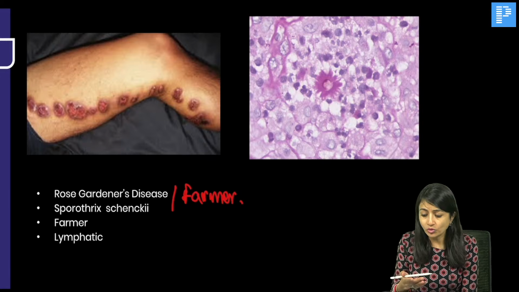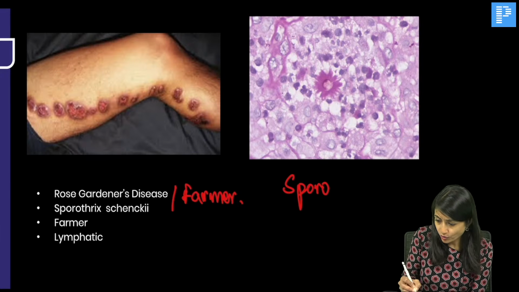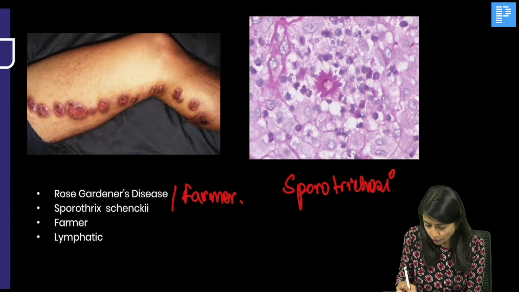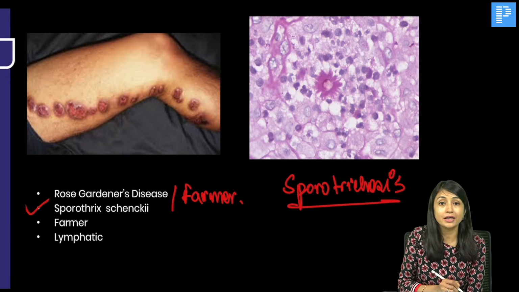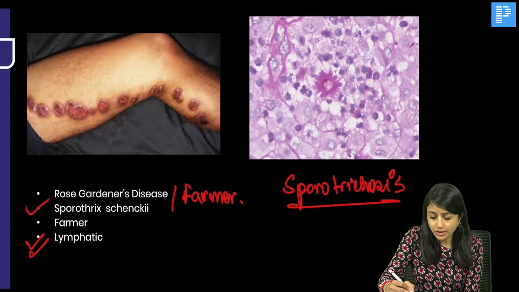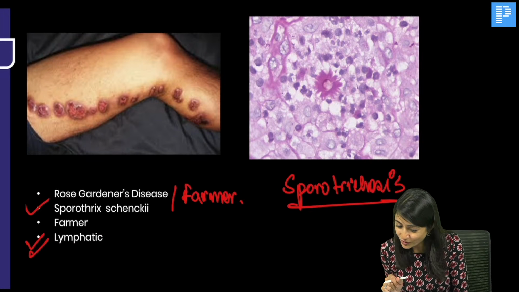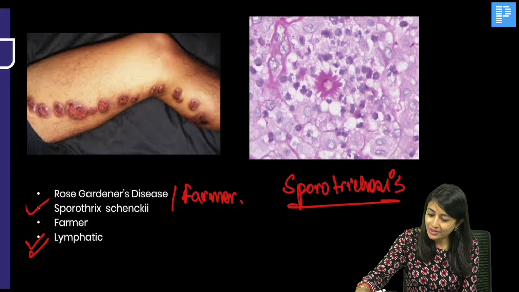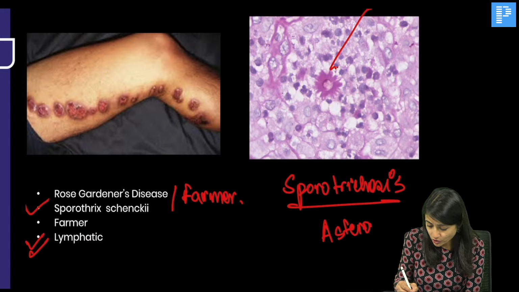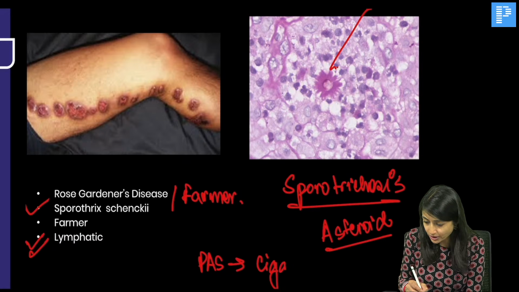So, you all know that this is sporotrichosis. Sporotrichosis is caused by Sporothrix schenckii, and can be seen in a farmer or rose gardener. There is a lymphatic spread to it. What is this that I have made here? Very good, you have given me all the answers. I don't even need to ask. Perfect. So, yes, these are asteroid bodies that you see on histopathology. If you do a PAS stain, you see cigar shaped bodies. How do you treat? You have not given me that.